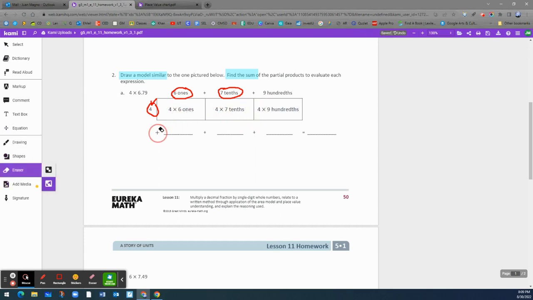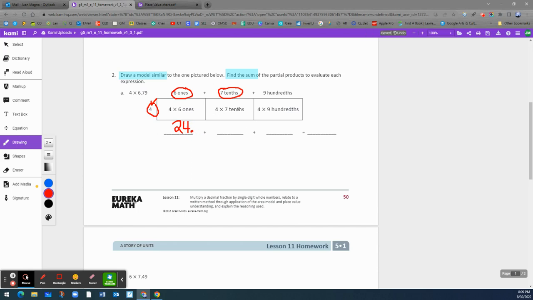Now let's do the actual partial product. 4 times 6 equals 24. Okay, so we're going to write 24. And we don't need decimals on this one because those are ones. So then remember, when you have ones, the decimal goes on the right-hand side.